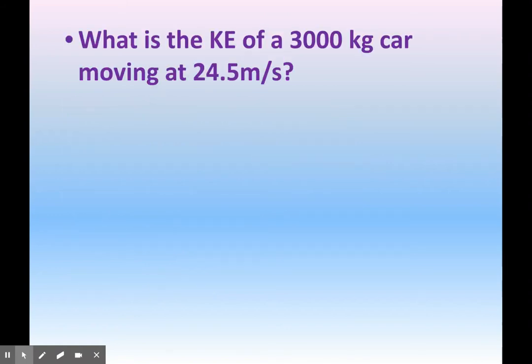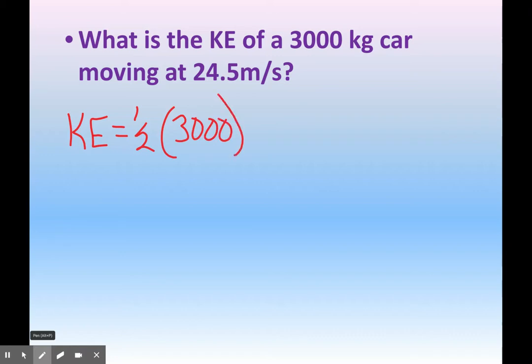So if we look at this problem, how would we set this up? KE is equal to 1/2 times the mass, so our mass is 3,000, times our v squared, so our velocity is 24.5, and we would square that, and then we would multiply all that together.